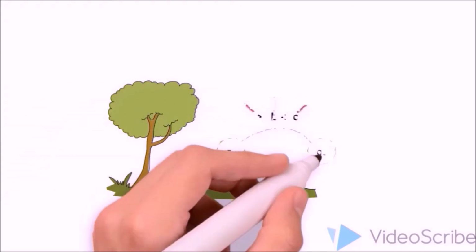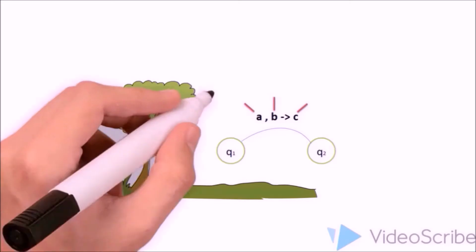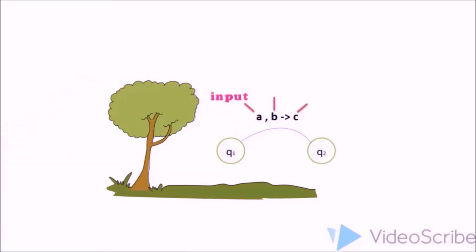Now we have Q1 and Q2 and the equations A, B, C. A represents the input, B is the input string we're going to pop from the stack, and C indicates what input strings we are going to push into the stack.